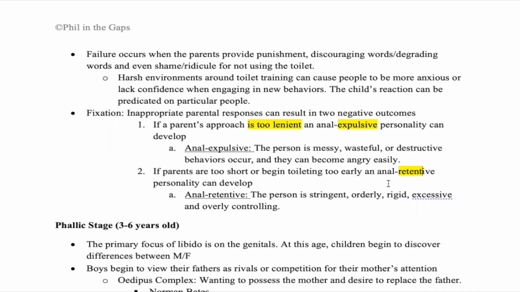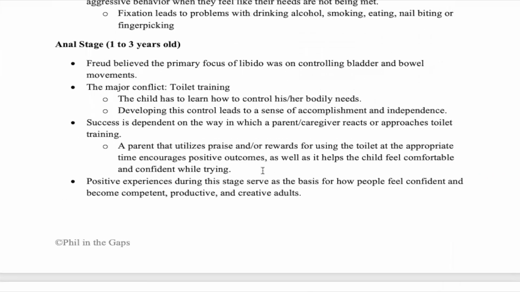Anal retentive, on the other hand, is where somebody is trying to retain their sense of being by being stringent, orderly, rigid, and excessively and overly controlling, based on the fact that when they were younger doing toilet training, they didn't have control within their environment and they were being degraded and demeaned for who they were, even though they were trying their best. So, a quick review of the anal stage.